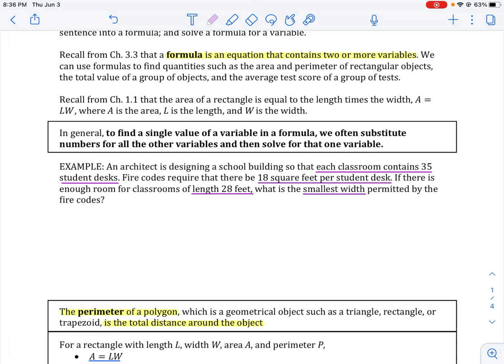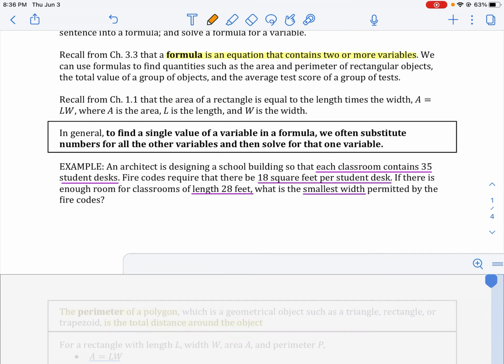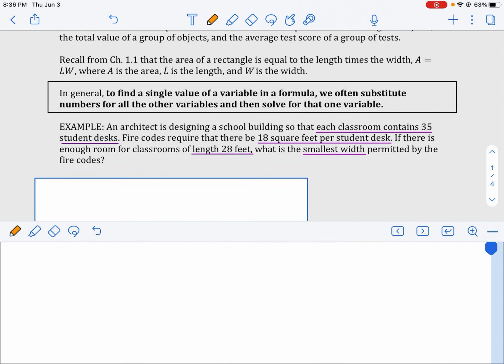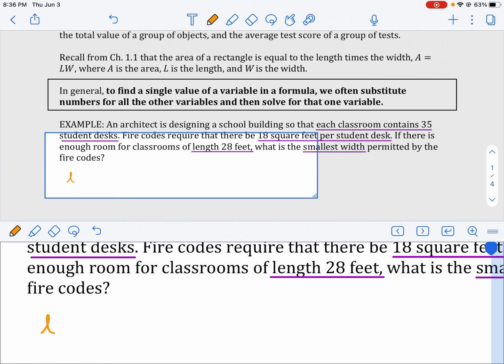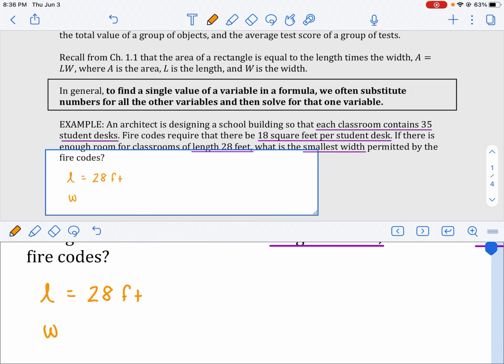Okay, so let's keep track of the information that we have. I like to use a cursive L so that I know it's not a 1. So we're told that the minimum length is going to be 28 feet. We're trying to find the width, so we do not know W. That's our goal, what we're trying to find.